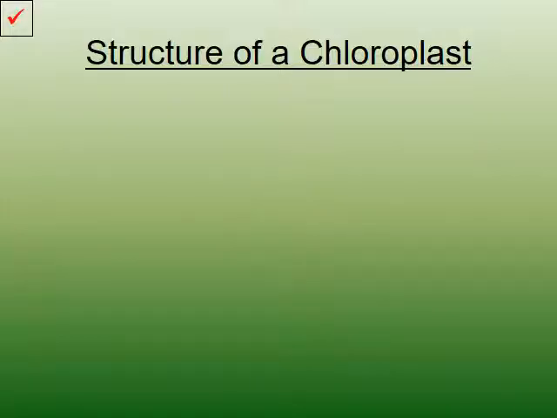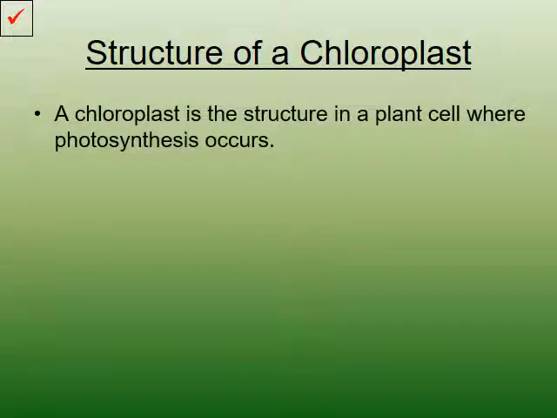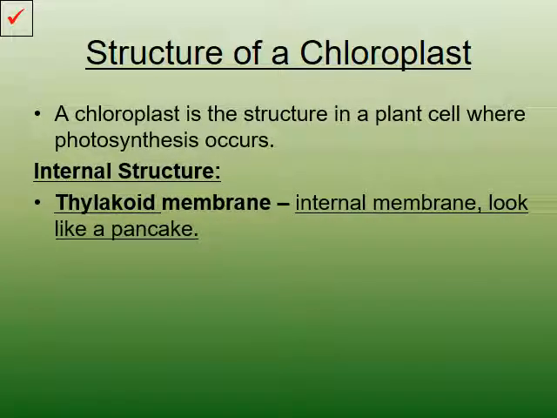So let's go ahead and look at the internal structure of a chloroplast. A chloroplast in plant cells is the structure where photosynthesis will be taking place, as well as its two major reactions. So the internal structure of a chloroplast we're going to be comparing to breakfast. Now I know that's a little bit out there, but trust me, it might help you remember it. So the first thing we need to discuss is a thylakoid.